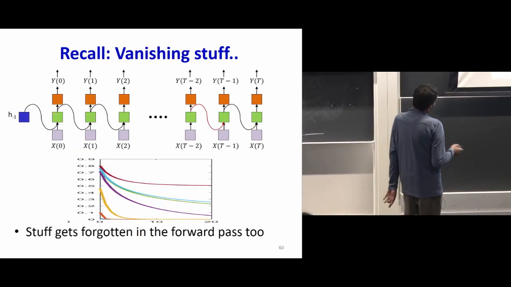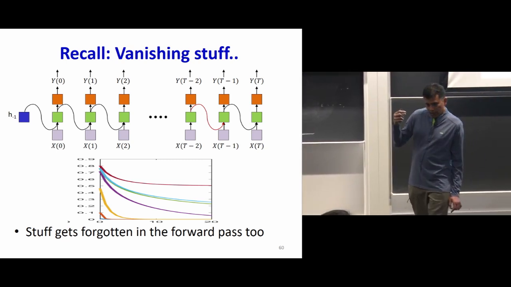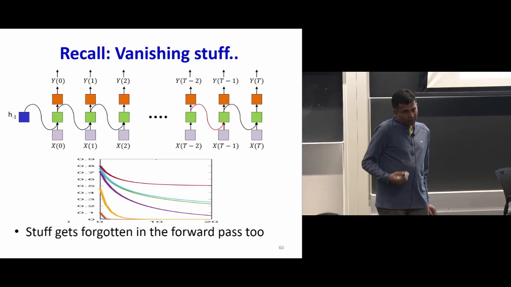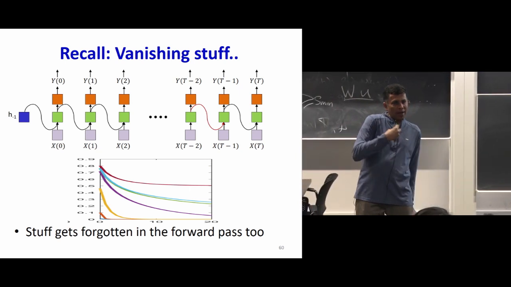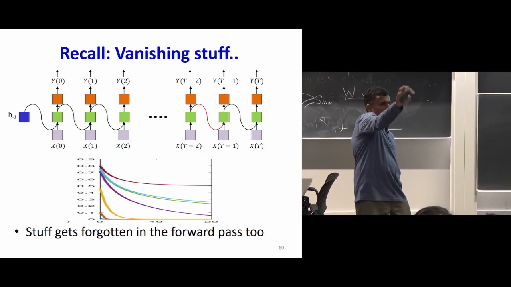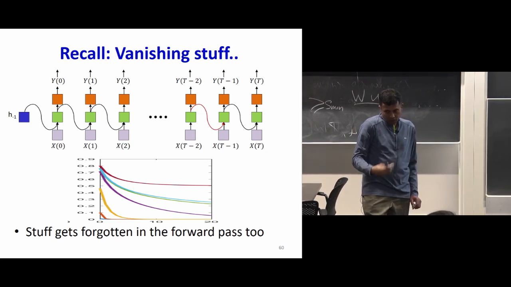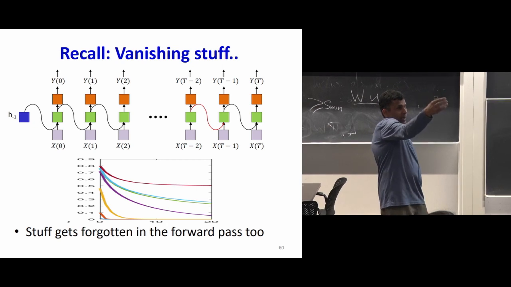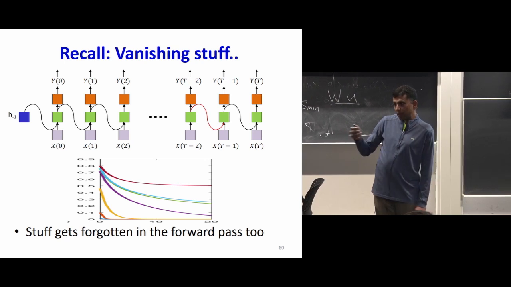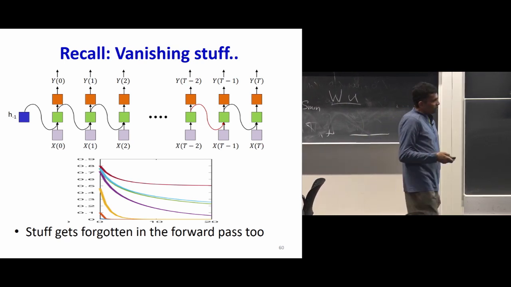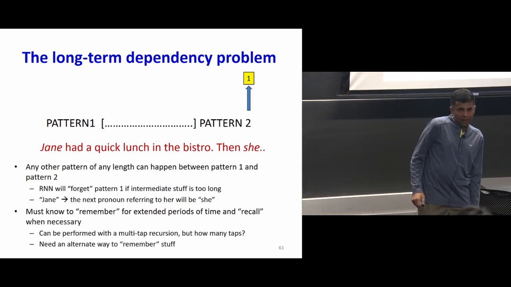So stuff gets forgotten for the very same reason in the forward pass too. As things go forward through the network, things get forgotten. Just as whatever happens going backward also happens forward. Just as you're unable to attribute an error that happened way out there to something that happened here, conversely, something that happens here is unlikely to affect something that happens way out there because, as we saw, the hidden activations tend to disappear pretty quickly. Memory is not being held. And that's not good behavior, right?